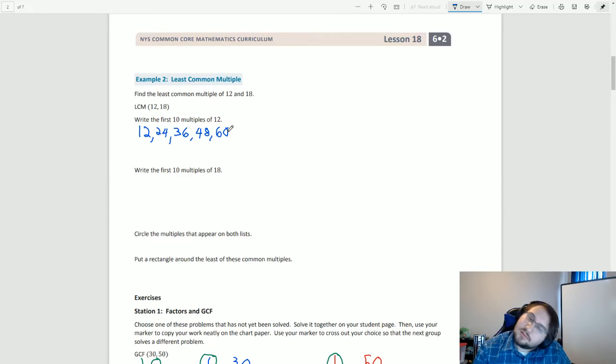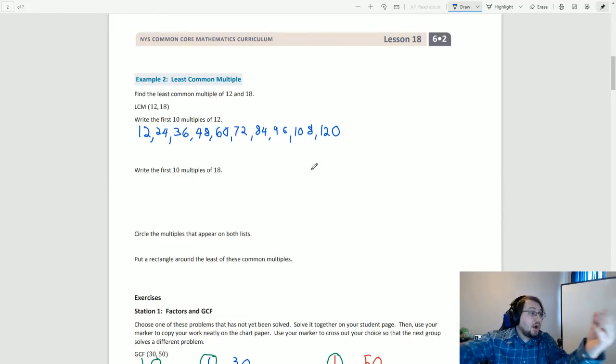Give me 1 second. 72, 84, 96, 108, and last but not least, 120. So there we go. We've listed out the first 10 multiples of 12. All we had to do was literally count by 12s.